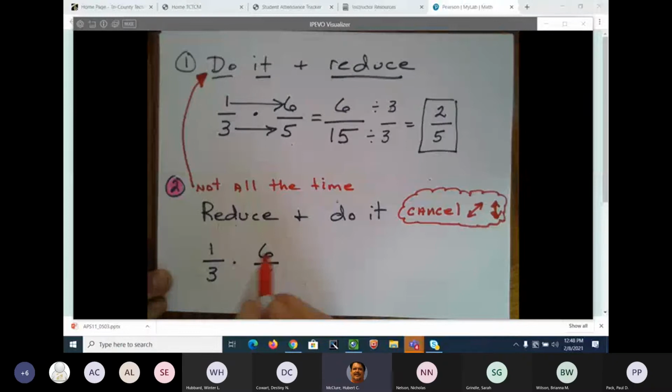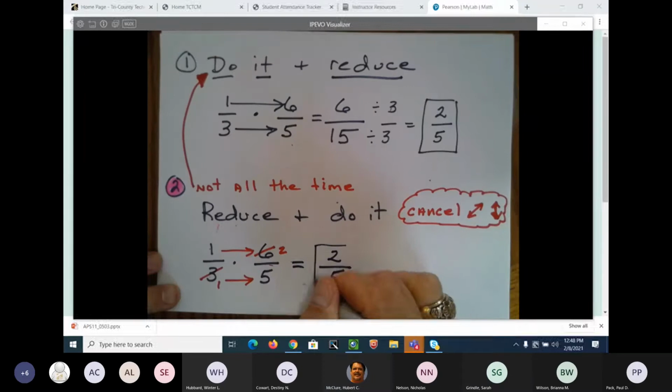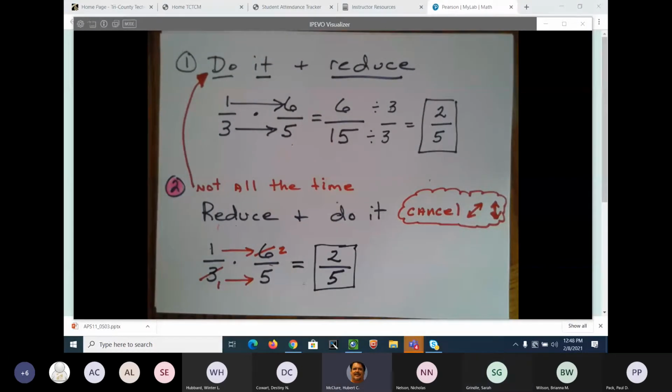3 is a factor of 6. So I'm going to say 3 will go into 3 one time. 3 will go into 6 2 times. And now do it. 1 times 2 is 2. And 1 times 5 is 5. And that's the way you multiply fractions. Now remember, when you multiply, you just go ahead and multiply. When you divide, you multiply by the reciprocal. So you only flip it around when you're dividing. Exactly.